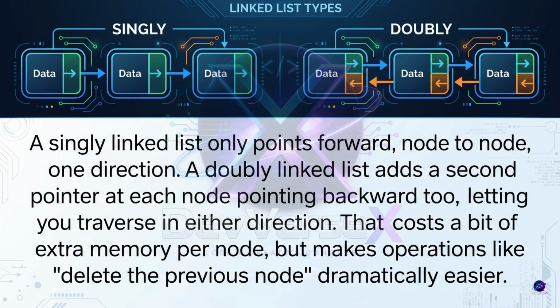A singly linked list only points forward, node to node, one direction. A doubly linked list adds a second pointer at each node pointing backward too, letting you traverse in either direction. That costs a bit of extra memory per node, but makes operations like deleting the previous node dramatically easier.